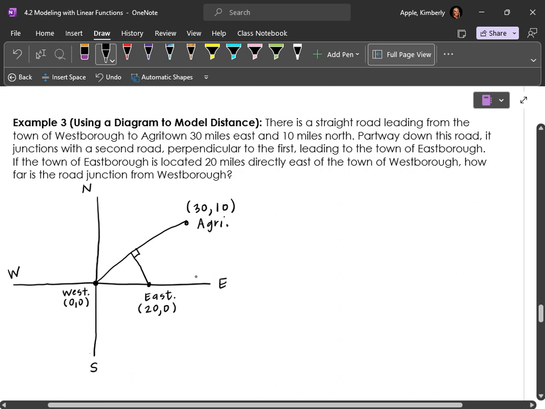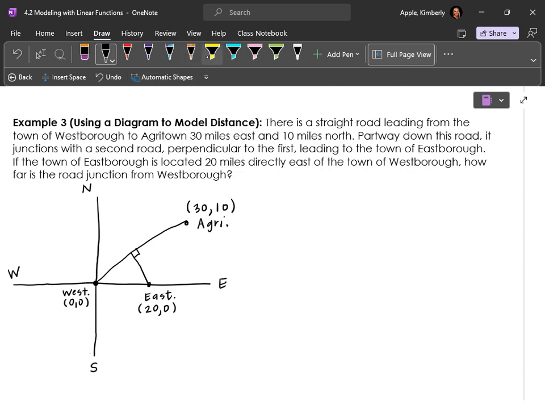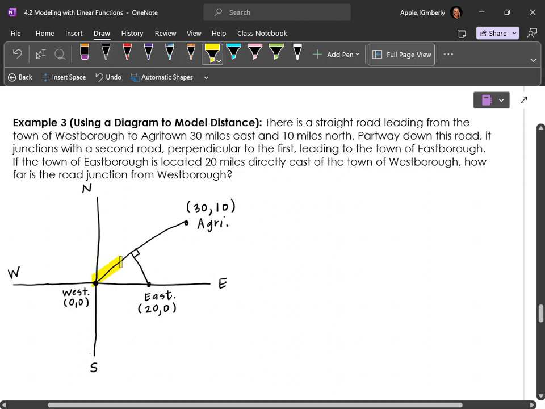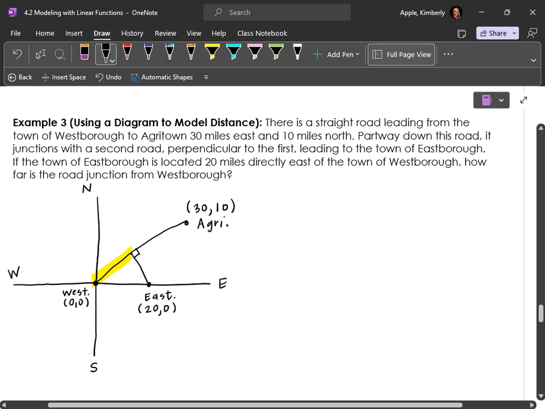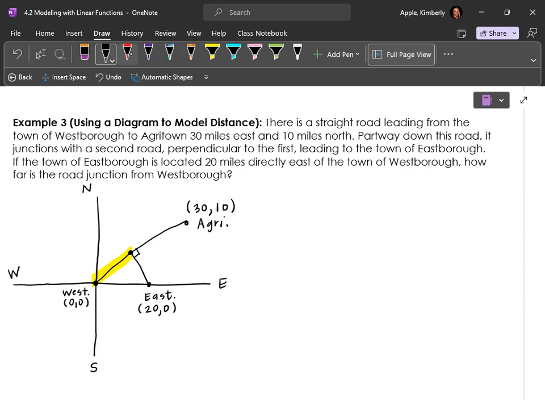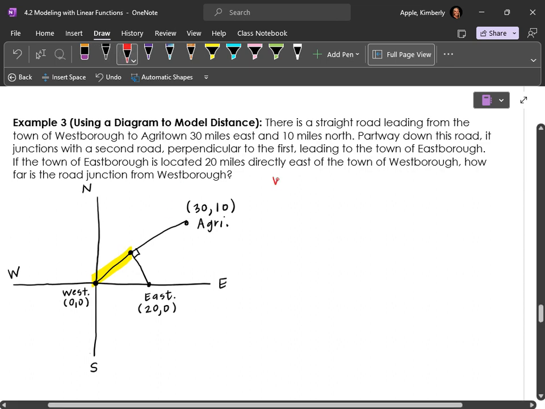So it wants to know how far away is the road junction from Westboro. What I'm actually looking for is this distance right here. And notice we just talked about points of intersection. So the way we're going to solve this is we're going to find the intersection point of these two lines. Now, in order to do that, we need to write the equation for both of these. And so I'm going to do Westboro to Agratown in red.